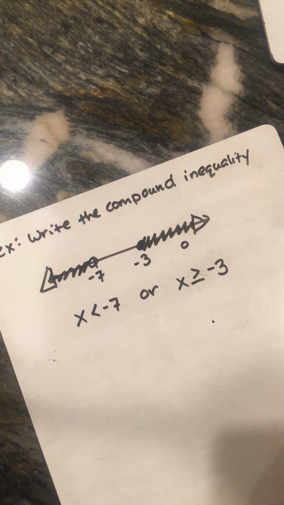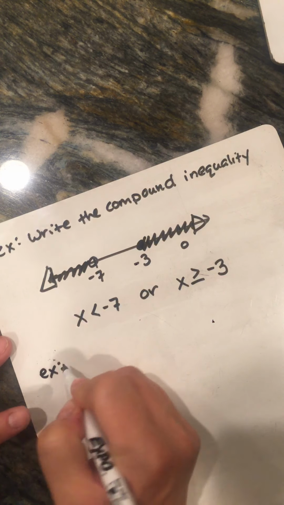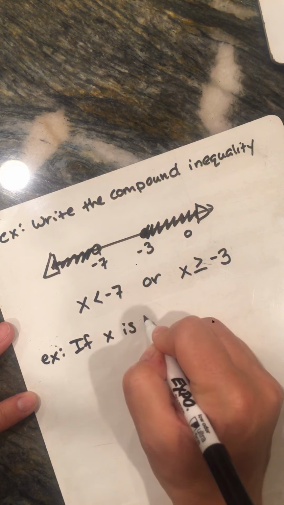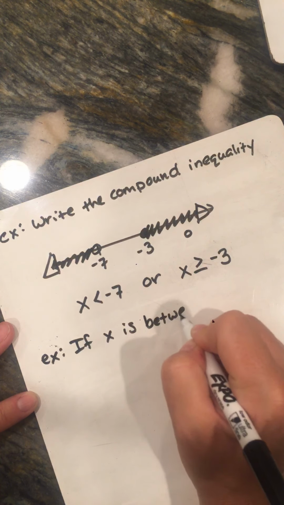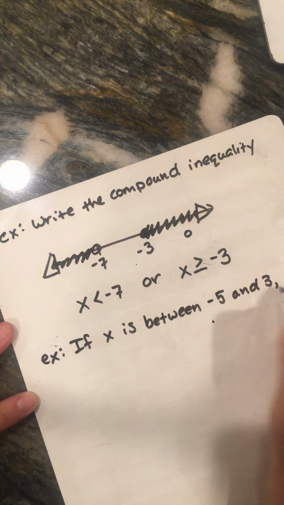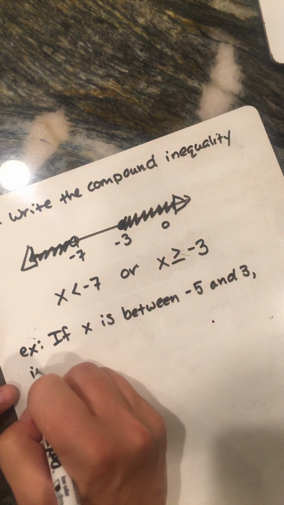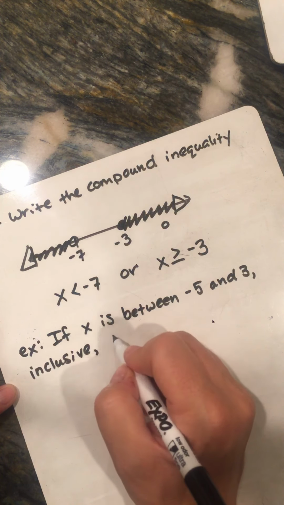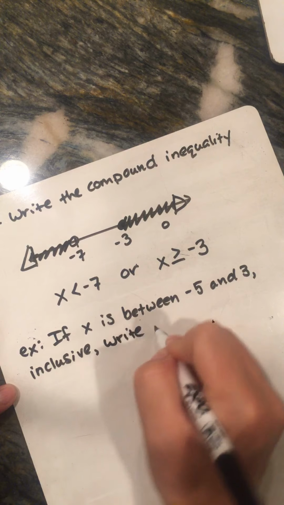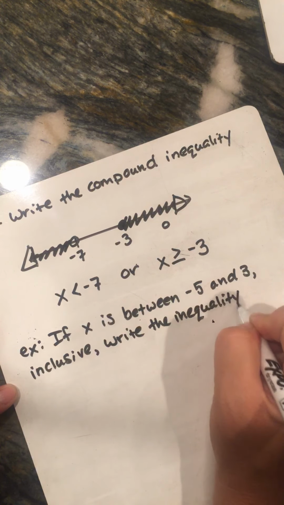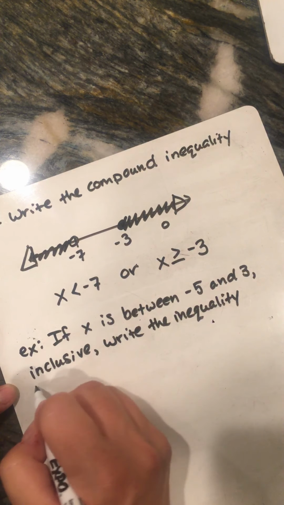All right, one last one. I'm going to use some words instead of a picture. So if X is between -5 and 3, and then I'm going to use this fancy word inclusive, write the inequality. And draw its graph.